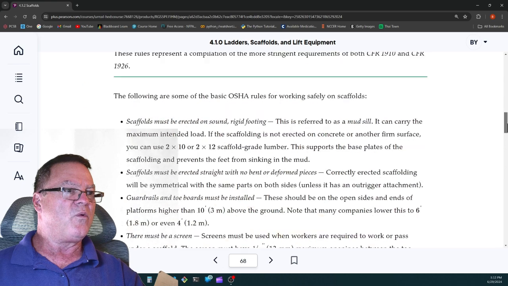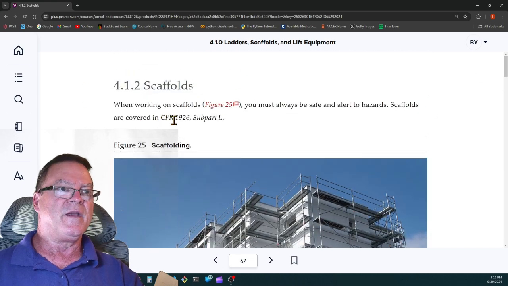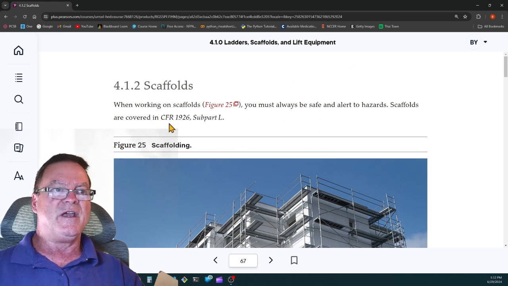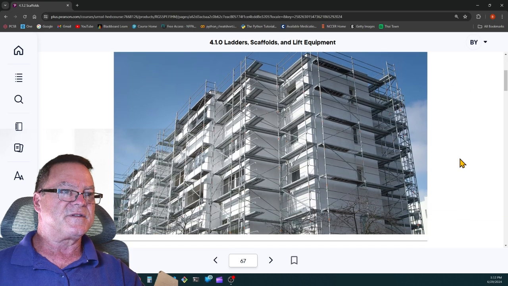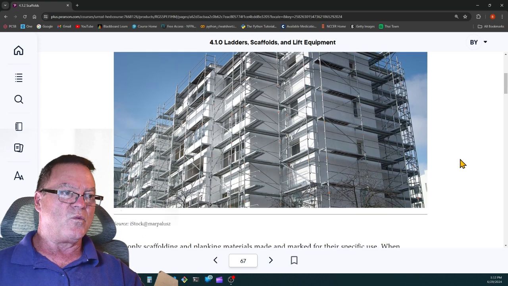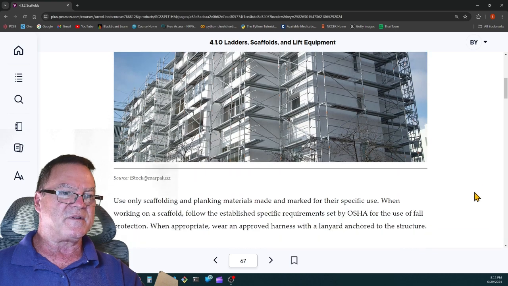the area. 4.1.2 Scaffolds. Working on scaffolds, you must always be safe and alert to hazards. Scaffolds are covered in Code of Federal Regulation 1926, Subpart L. So here's scaffolds completely surrounding this building so that workers can work on it. They're either putting stucco on the outside, or they're going to paint it. For some reason, they've got this building completely wrapped in scaffolds.